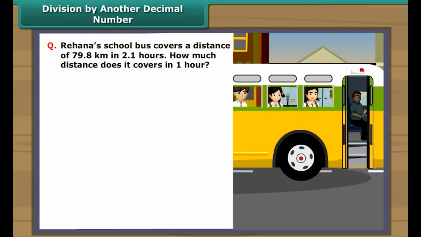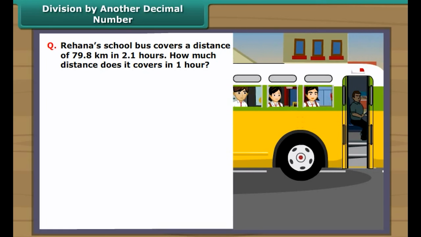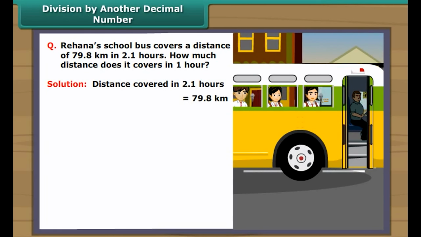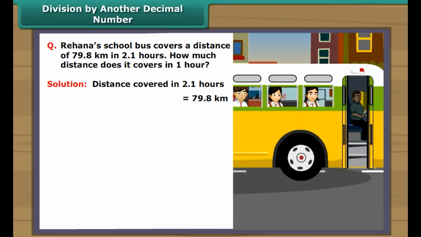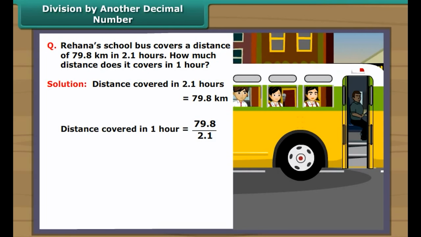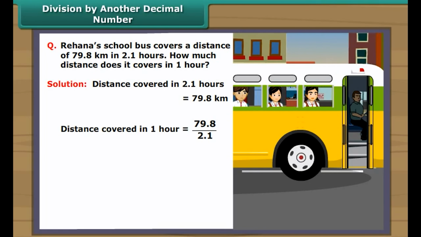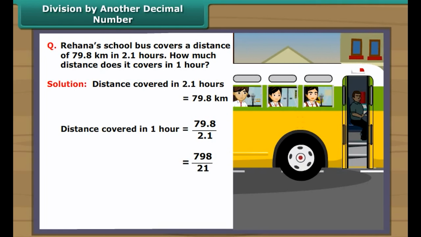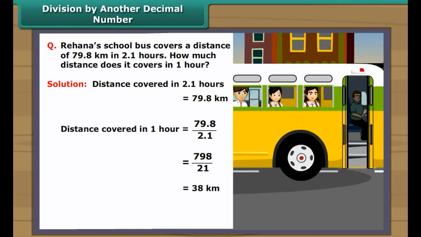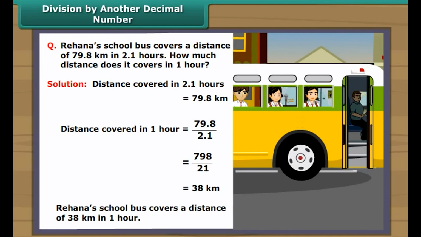Rehana's school bus covers a distance of 79.8 kilometers in 2.1 hours. How much distance does it cover in 1 hour? We know that the distance covered by the bus in 2.1 hours is 79.8 kilometers. So, the distance covered by the bus in 1 hour will be equal to 79.8 divided by 2.1. It can be written as 798 divided by 21, which gives 38 kilometers. Hence, Rehana's school bus covers a distance of 38 kilometers in 1 hour.